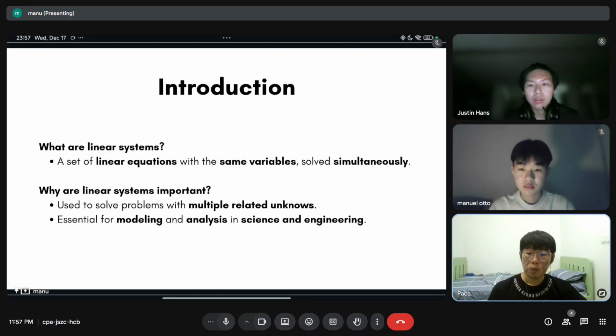So, to start, what exactly is a linear system? Put simply, it is a set of linear equations that share the same variables and are solved simultaneously. These systems are absolutely essential in our fields because they allow us to model and analyze complex problems where multiple related unknowns must be solved at once.